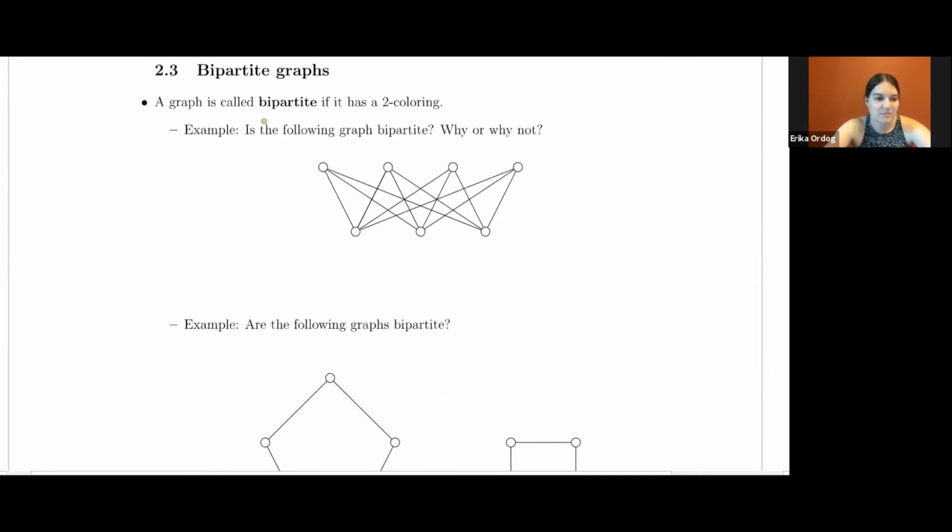Okay, so let's talk about something called a bipartite graph. So we say a graph is bipartite if it has a two coloring. So let's look at this graph here. Why don't you pause and decide if the following graph is bipartite and say why or why not.